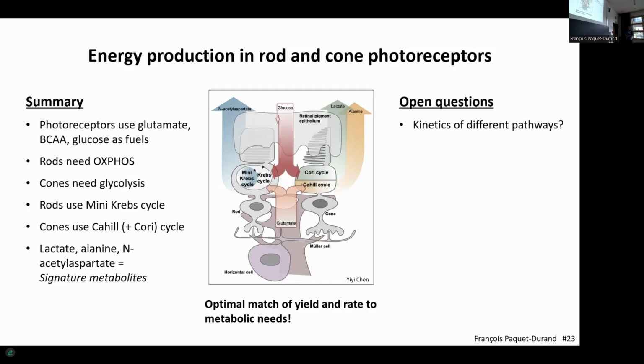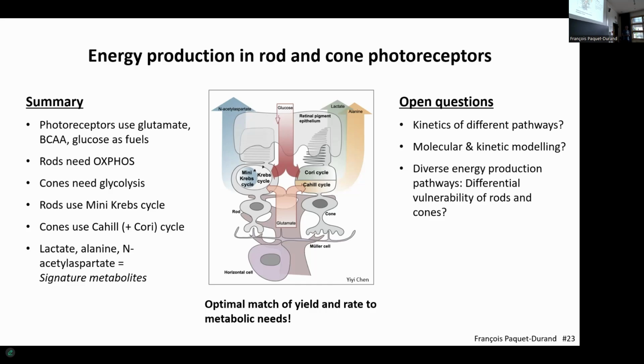Of course, there are a number of other questions. What are the kinetics of the different pathways? We have rough ideas, but we don't understand it fully. Can we do modeling of this to try and understand this better? And if we have these different energy production pathways, and it looks like rods and cones are really different here, would that explain the differential vulnerability of rods and cones that we see in certain diseases, such as retinitis pigmentosa or achromatopsia or AMD?